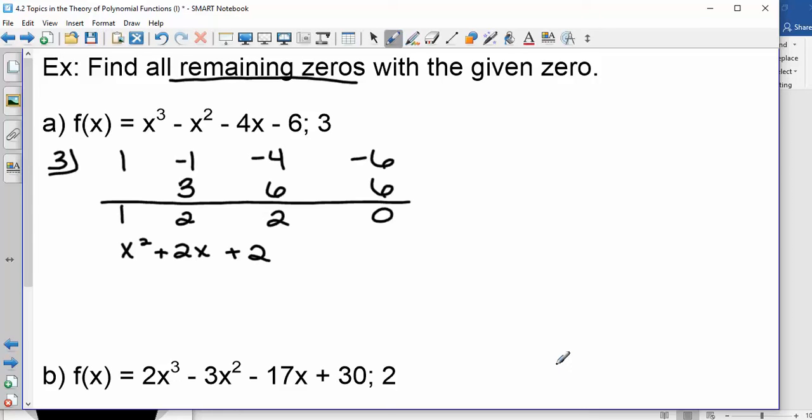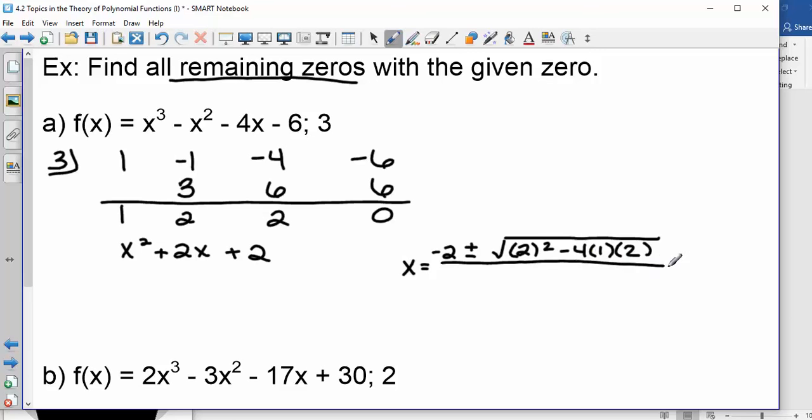Alright, 1x squared, we could do the shortcut. Does anything multiply to 2 and add to 2? No. So we could do the shortcut, but it doesn't work. So what do we do? Quadratic formula. So x equals the opposite of b, so -2, plus and minus the square root of b squared minus 4ac, all over 2a.